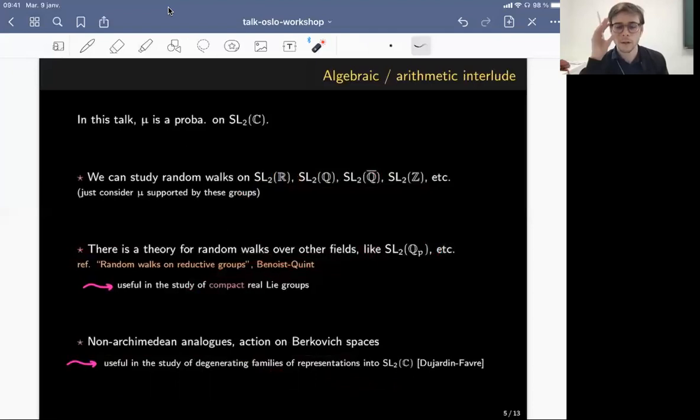So even though I'm not talking much about the algebraic arithmetic part of the theory, I'd like to say that this is a real thing that a lot of people study and it's actually quite interesting. Okay.